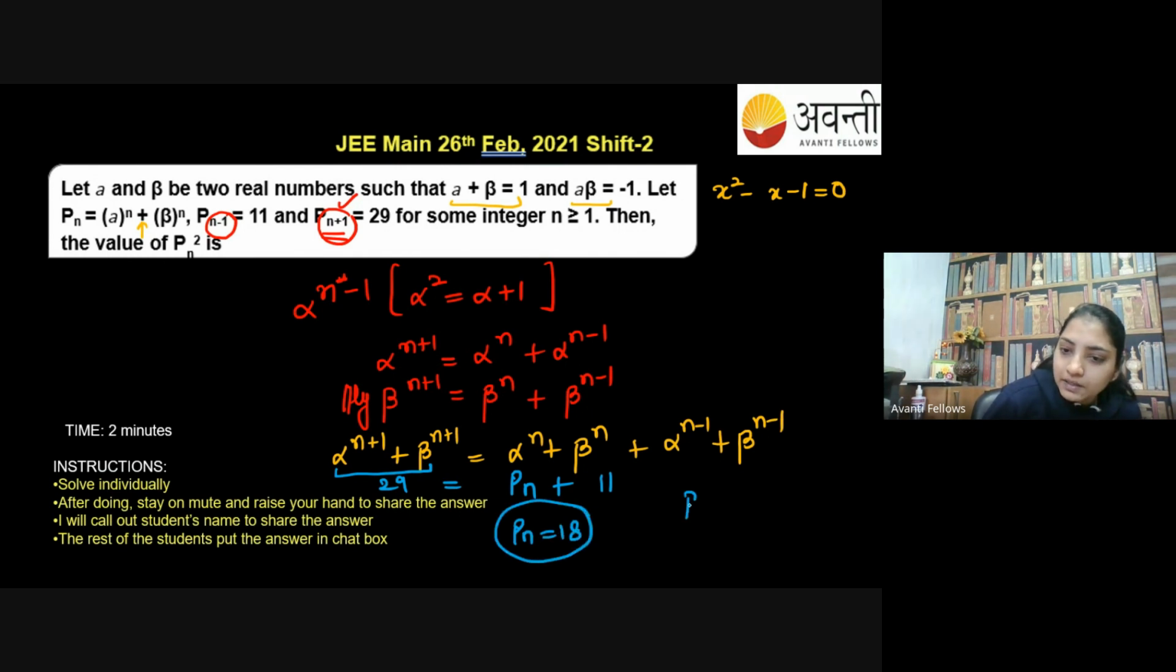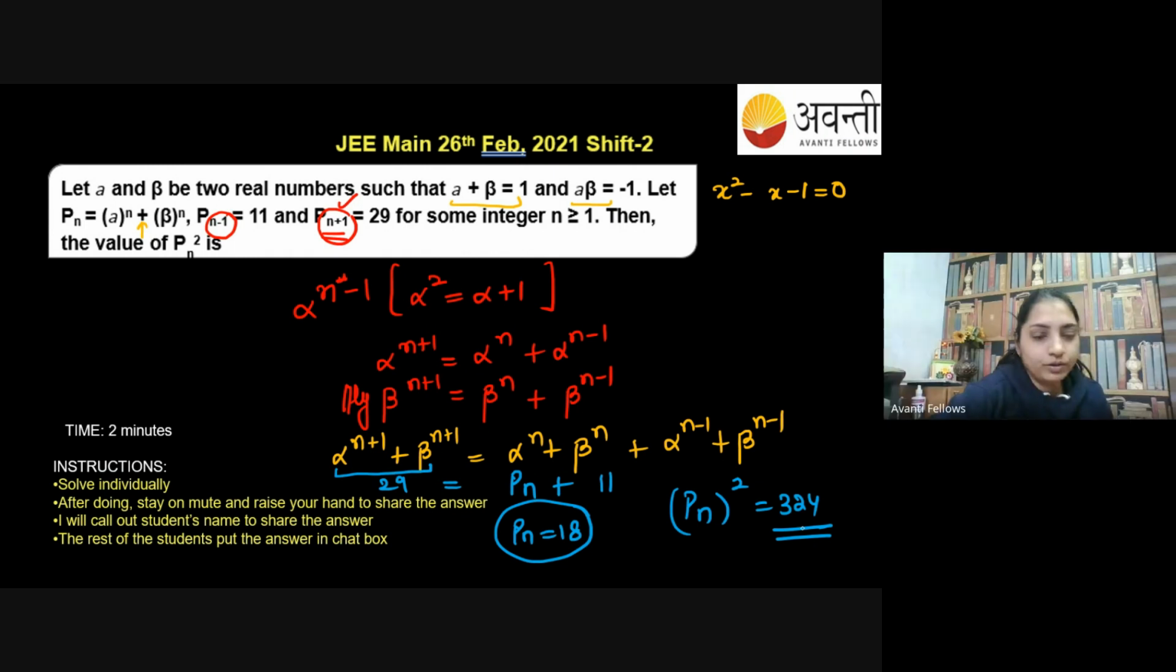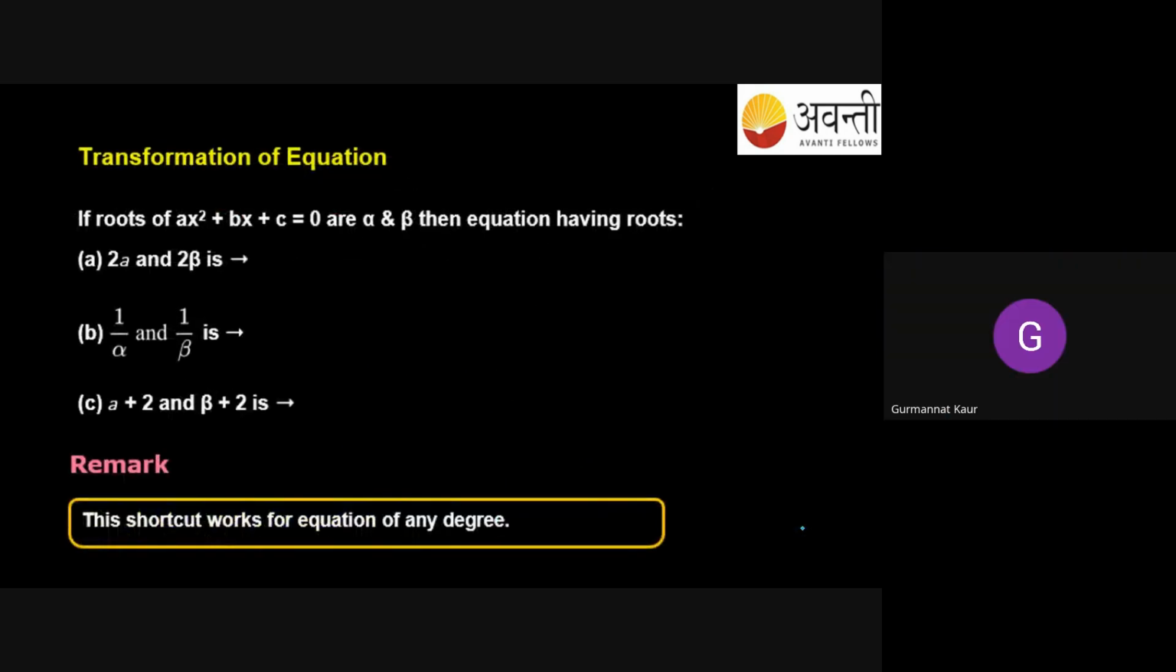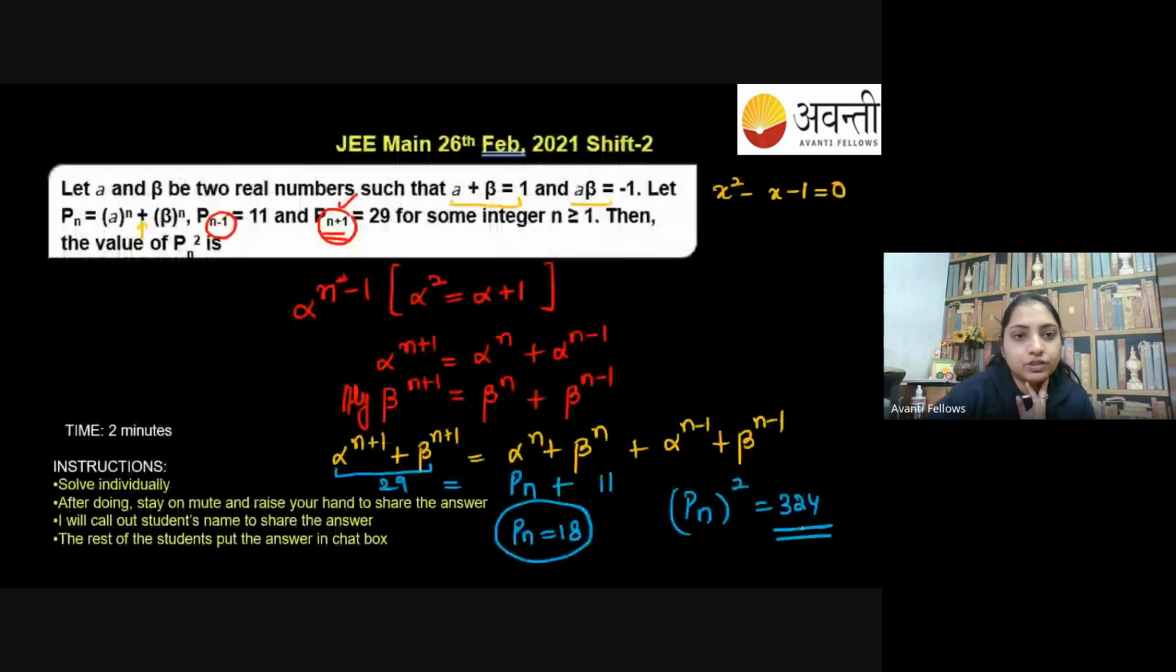The question asked me Pn square. So its square will be 324. Yes, ma'am. It's quite a simple question. So, ready for the next? Yes, ma'am. So this was a PYQ question based upon your Newton formula.